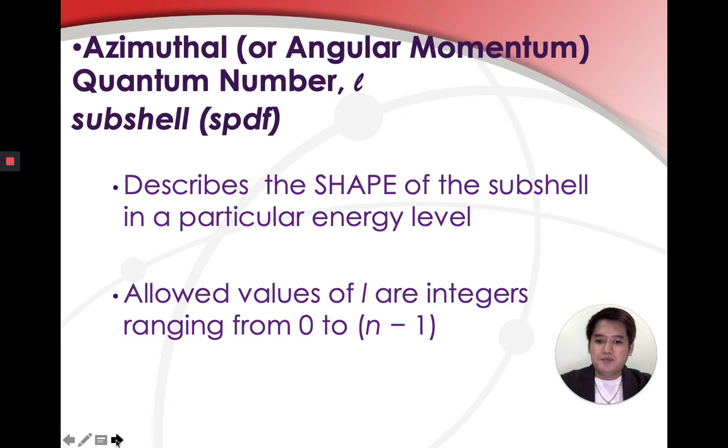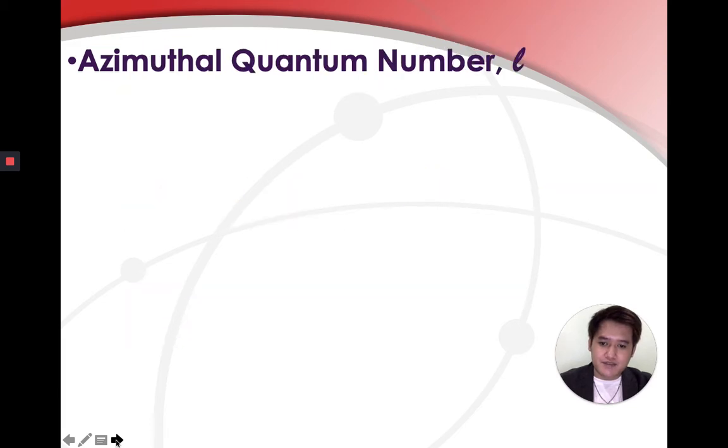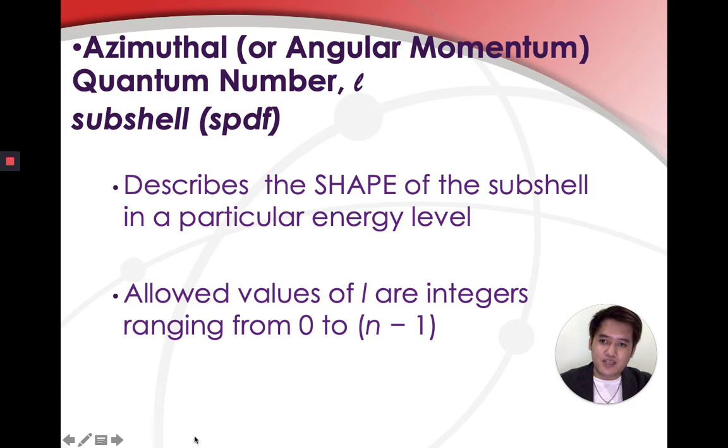Always remember that allowed values for L are integers ranging from 0 to n minus 1. So if you have n equal to 2, the allowable values for your azimuthal are only 0 and 1, because it's only up to n minus 1.